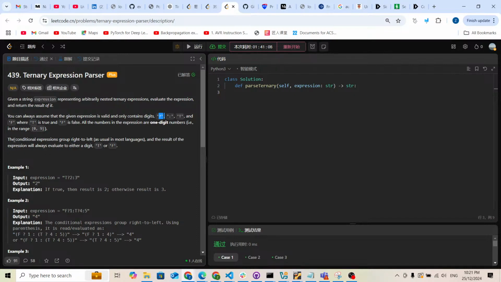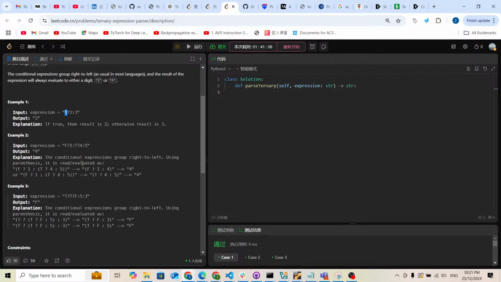This is similar to the conditional expressions, but we're going to read it from right to left. For this example, we read it from right to left. If we find a question mark, and after that, from right to left, there's a T, it's going to be 2. And for this one, from right to left, we find the question mark, and it is a T, so we're going to get a 4, and this is F, and finally we're going to return 4.